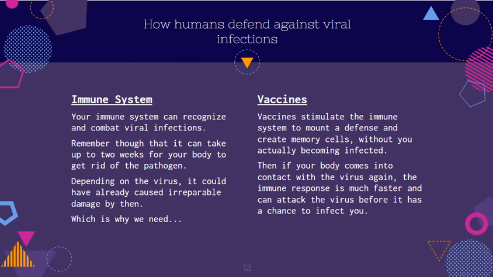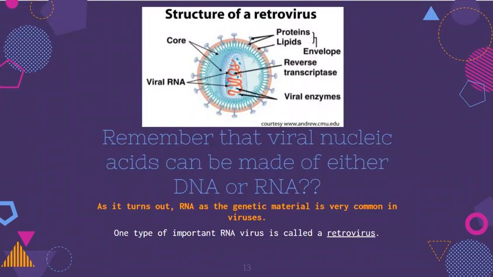And then when your body comes into contact with the thing, it's got a whole army ready to go, and that army can attack that virus and kill it and get rid of it before you become infected and get sick. Okay, you'll be learning more about viruses soon. There's one special type of virus that's sometimes asked about on the AP Bio exam, and this is a retrovirus.